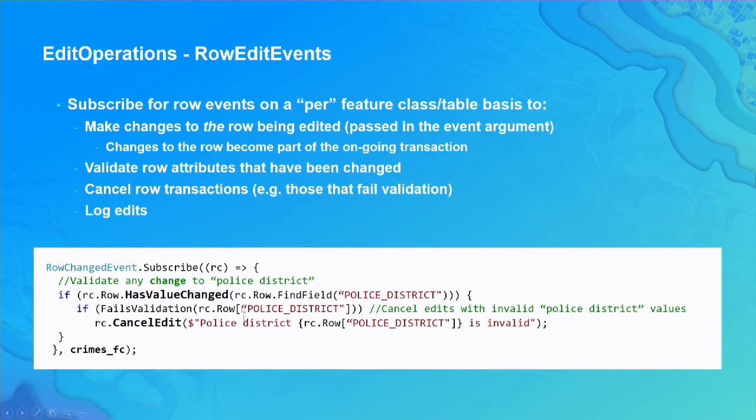There's an example of a row changed event. Here I'm just subscribing. This is inline. I can call another routine if I like, but here I'm just doing it inline. Here's the row changed event coming down. I'm using that to get the row. Has the value changed? And then do some sort of validation. If it fails the validation, I simply call CancelEdit. I'm popping up a dialog in this case. I don't have to do that. And the table here is the table that I'm listening to for that particular event.